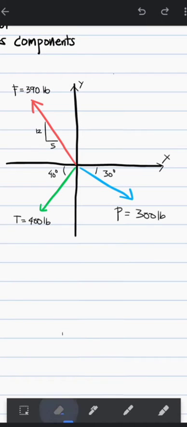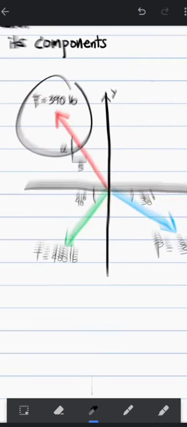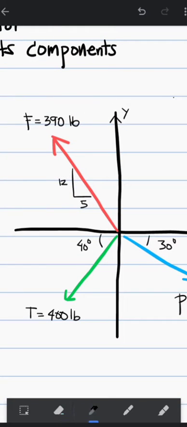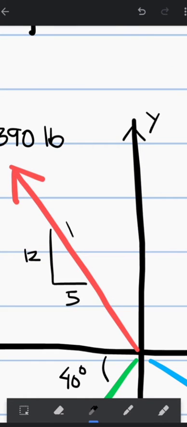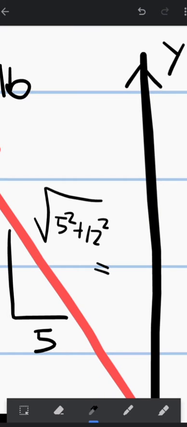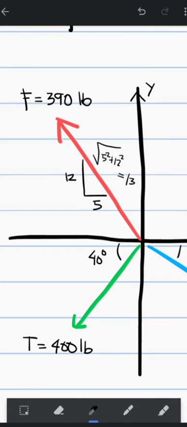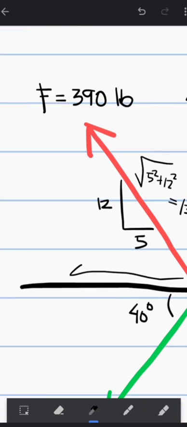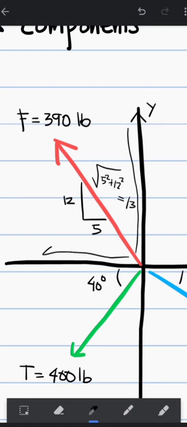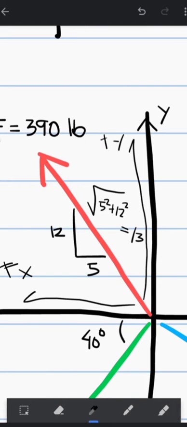So now, let's begin with this force, 390. Again, our first step, when we're given a slope, is to find the hypotenuse. So what's the hypotenuse here? By the Pythagorean theorem, it's the square root of 5 squared plus 12 squared. That's 25 plus 144 is 169, and the square root of 169 is 13. And we know that this is the x component and this is the y component of this force F, so this is f of x and this is f of y.